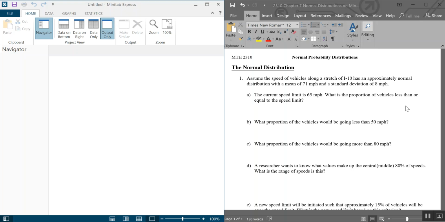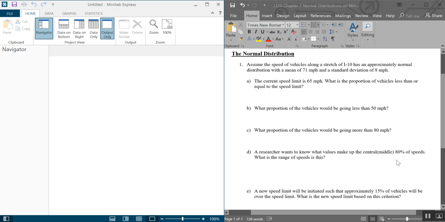So, assume the speed of vehicles along a stretch of I-10 has approximately a normal distribution with mean of 71 miles per hour and a standard deviation of 8 miles per hour. This is actual real data from about 4 years ago. I believe this stretch is in Ohio. I really should have written this down and put it on here because clarity is always better when citing your sources. Anyway, since we know it's approximately normal, we know the mean, and we know the standard deviation, this is enough to know exactly what this looks like.